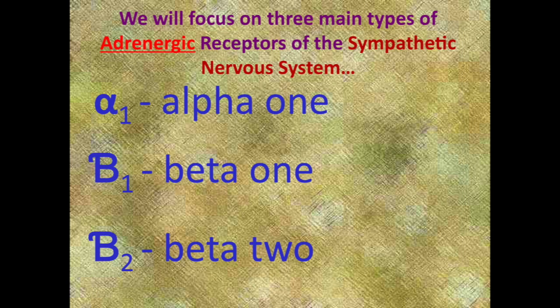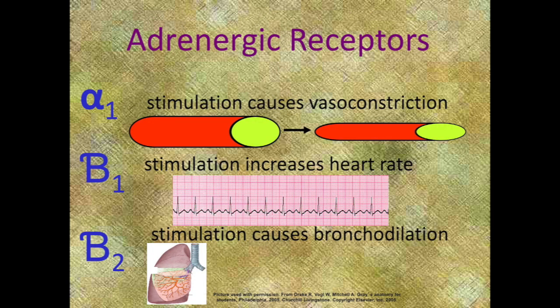Know what each of the adrenergic receptors, alpha 1, beta 1, and beta 2, does. Alpha 1, when stimulated, is going to squeeze the arteriole in the artery. Beta 1 is going to increase heart rate. Beta 2 is going to cause dilation of the bronchi, which is really good for the lungs. We want those bronchi wide open.